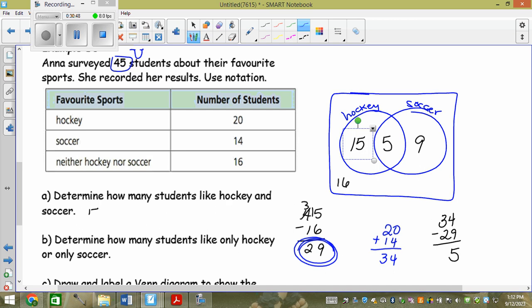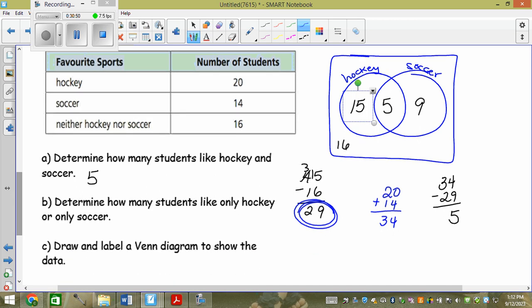Well, there's 5. Determine how many students liked only hockey or only soccer. So that's 15 plus what? 9. So it's 24. Draw and label the Venn diagram for your data.